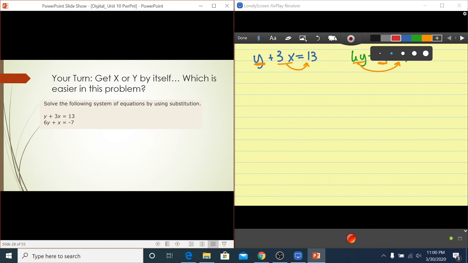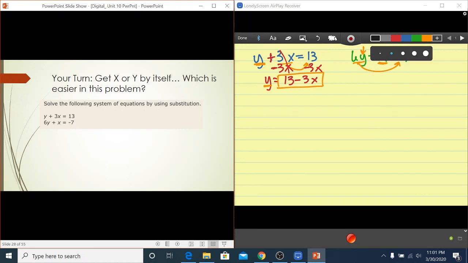So instead of adding 3x, we're going to do the opposite and subtract 3x. If you do it to one side, you must do it to both. 13 minus 3x. Okay, you're like, well, that's not great. It's not what I wanted, but hey, what is 1y worth? It is worth all of this stuff. We're going to use that to plug into my other equation. So we're going to come over here and replace this y with all that stuff.